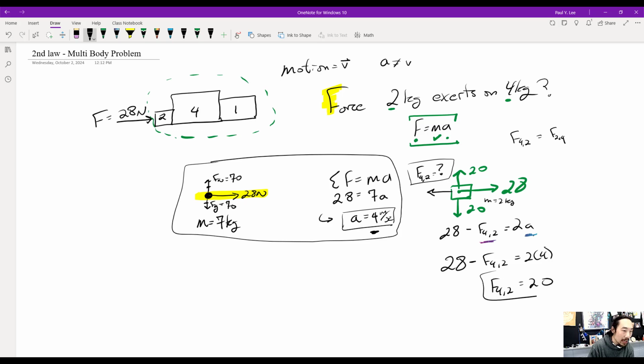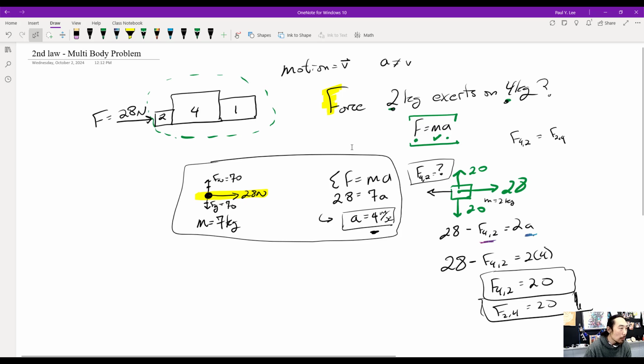Now, this actually does not tell us the actual answer, because remember, the answer is looking for the force of 2 on 4, but according to the third law, this is equivalent to the following, but in reverse direction, not magnitude. All right, so that's the method to solve it.